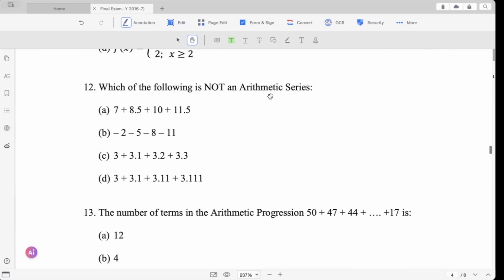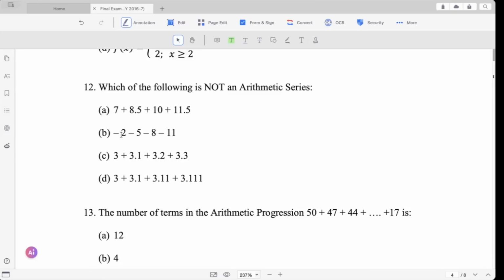Which of the following is not an arithmetic series? Meaning that it doesn't have a common difference. So if you look at this, take the difference, 8.5 minus 7. When you take the difference of that, you get 1.5. So the common difference should be 1.5. So when I add 1.5 to all of this, I should be getting the next. So 7 plus 1.5, that gives me 8.5. If you have 8.5 plus 1.5, am I getting 10? Yes. And then 10 plus 1.5, am I getting 11.5? Yes. So this is an arithmetic series.